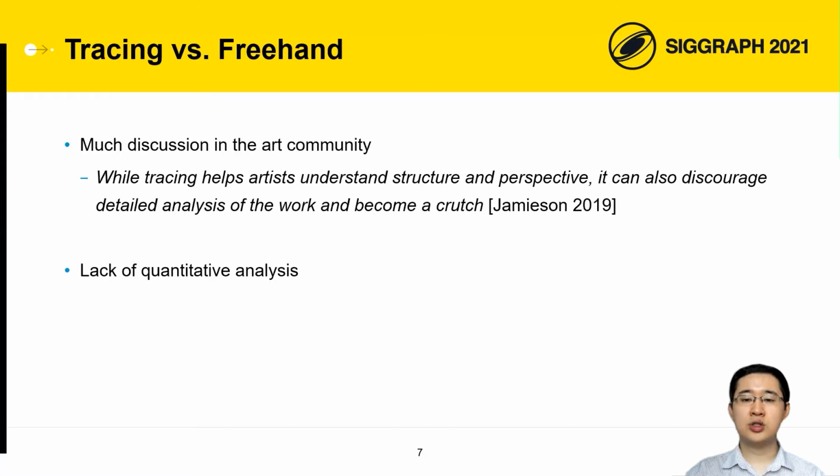The art community has long discussed the distinction between tracing and freehand drawing. For example, tracing is believed to help artists understand structure and perspective, but it can also discourage detailed analysis of the work and become a crutch. However, there is a lack of quantitative analysis. Such analysis would be meaningful as it would enable new paradigms for data collection and algorithm evaluation.